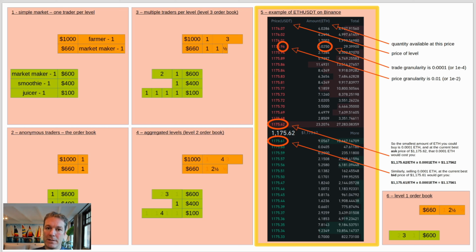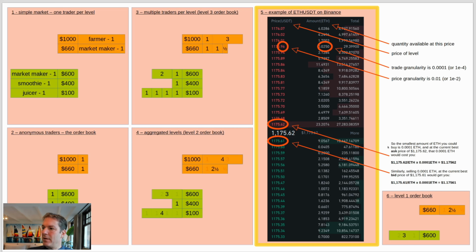0.0001 Ethereum coins. Now you're going to be buying that at a price of around 1,175.62. So you multiply those two together, you'll get your 10 to the minus 4 Ethereum for $1.17562. Make sure you work through these two examples here.